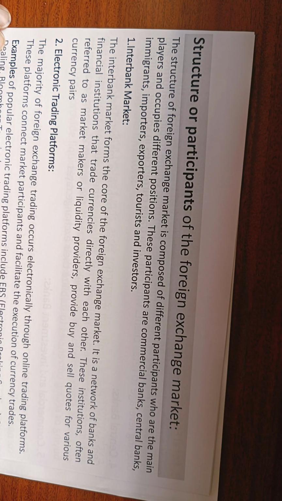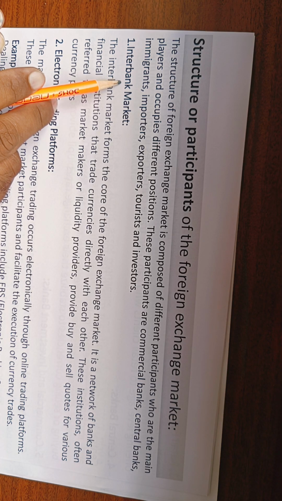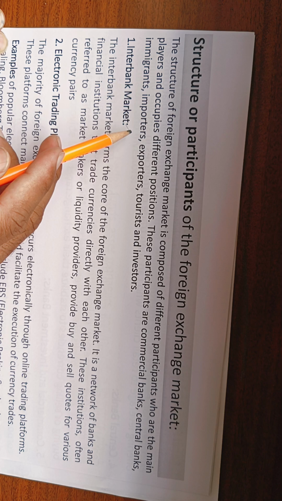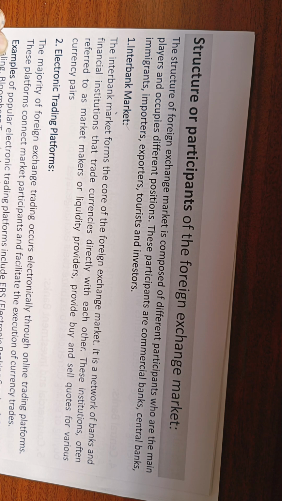So next is structure or participants. Who are all the participants? What is the structure of the foreign exchange market? One is interbank. Interbank is nothing but where you can make the exchange of currencies. If you want to make any transaction with other countries, here you can make the exchange of the currencies. For example, if you want to make a transaction with US dollars, then you need to pay as per the US dollar, or with the Japanese yen or Chinese yuan, like that.